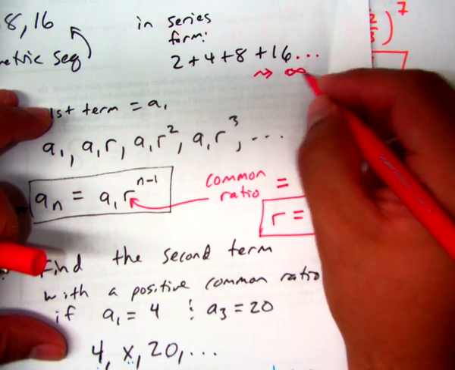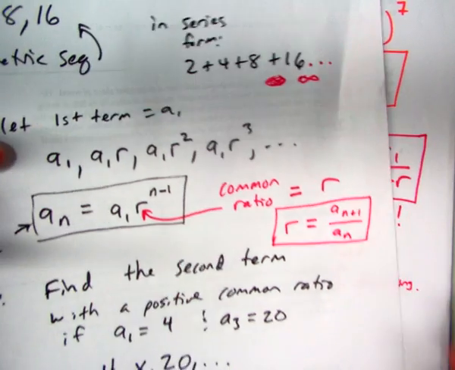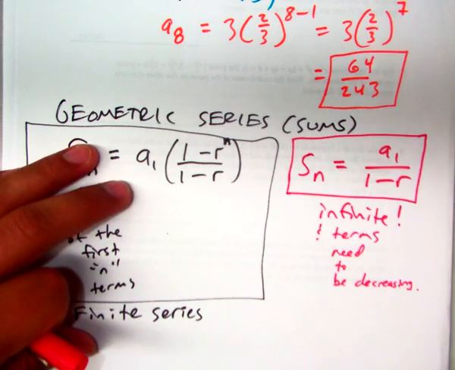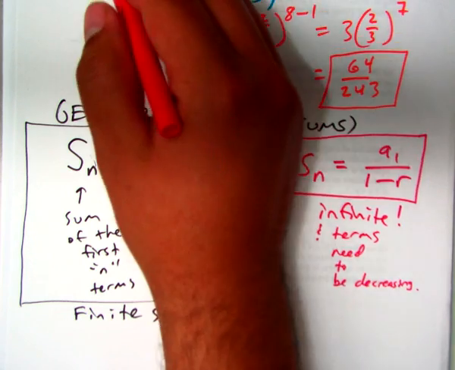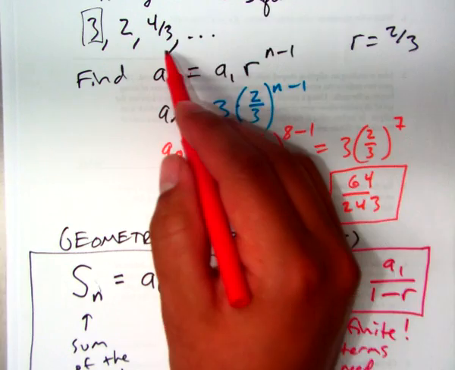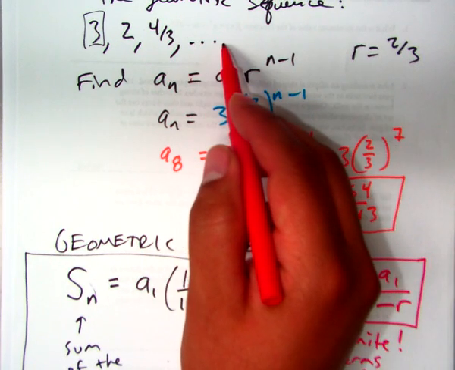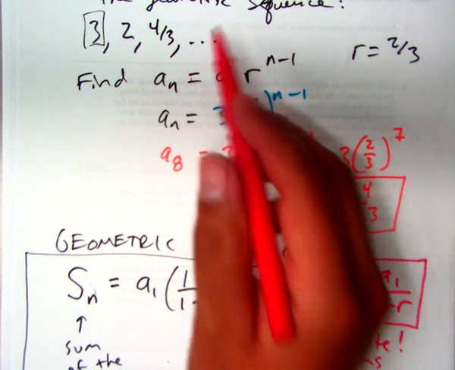Now, something like this one, 3, 2, 4/3, you see that each term is getting smaller. Or I can do another example, a very easy one.